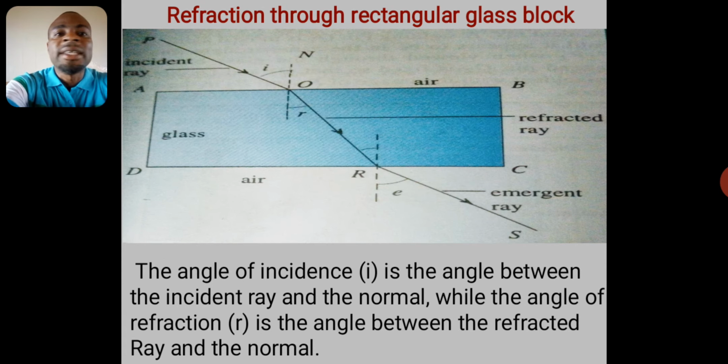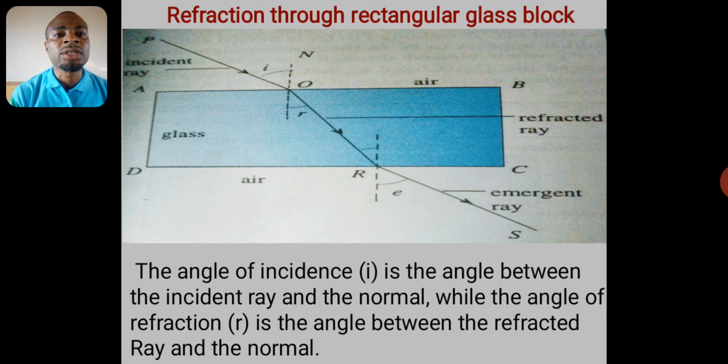Now, let's look at the refraction through a rectangular glass block. Normally in the laboratory, we can demonstrate refraction of light using a rectangular glass block. We can also use a triangular glass block, but today we'll be looking at the rectangular glass block. If you look at the diagram you have there, you will see a rectangular glass block labeled A, B, C, D. And you can see a ray of light, PO.